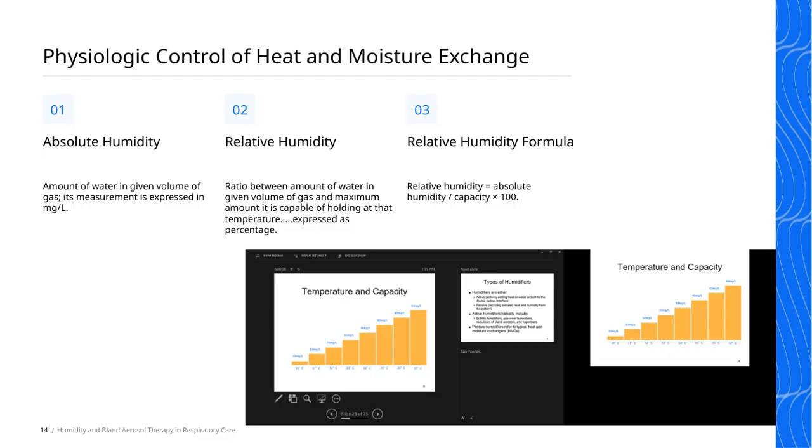It's important to also understand absolute humidity, which simply measures the actual amount of water vapor present in a given volume of gas, and we usually measure this in milligrams per liter. Unlike relative humidity, absolute humidity isn't dependent on temperature. It just tells us the exact amount of moisture present. Connecting this to respiratory care, managing humidity levels is crucial for patient comfort and health, especially when administering humidified gases. Proper control ensures the air isn't too dry or too moist, helping to protect the respiratory tract and optimize therapy outcomes.